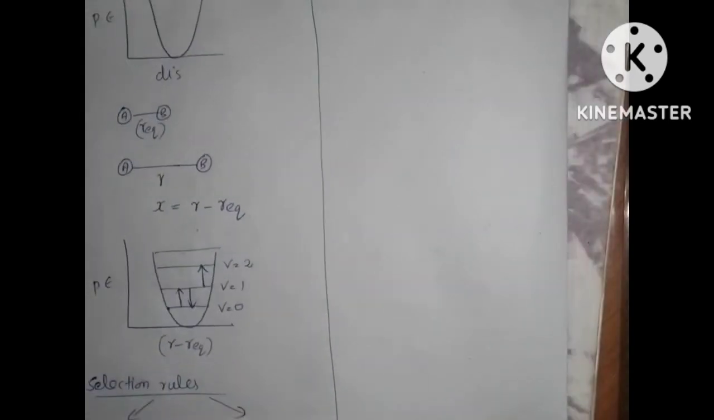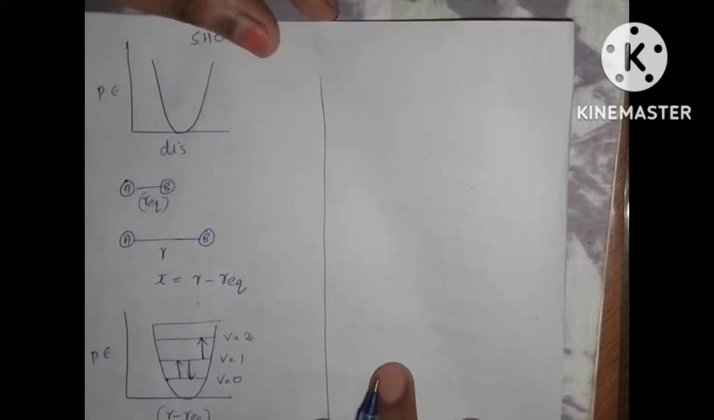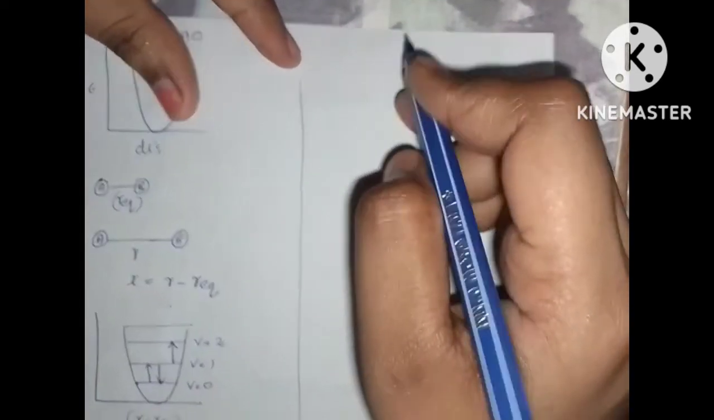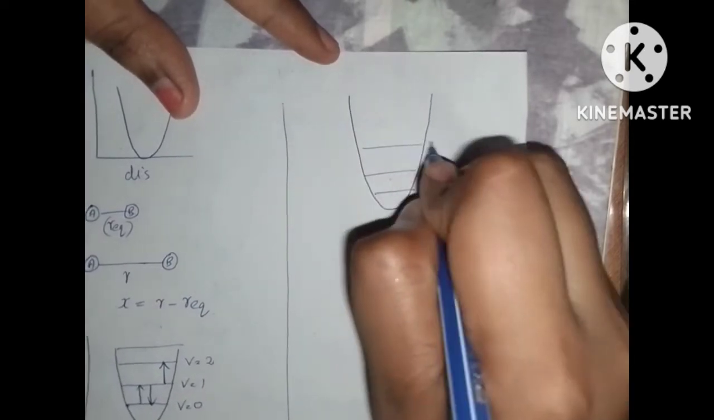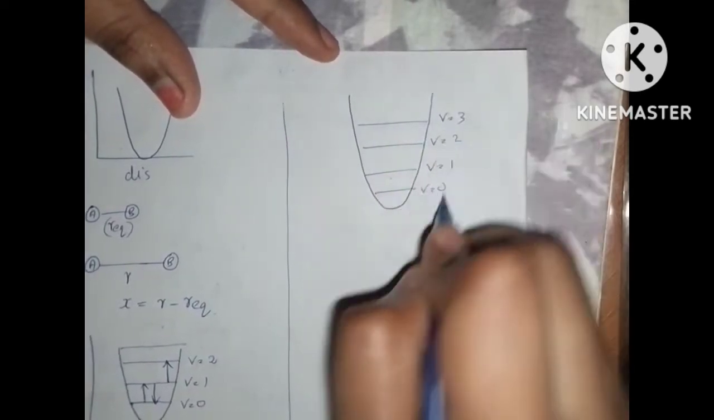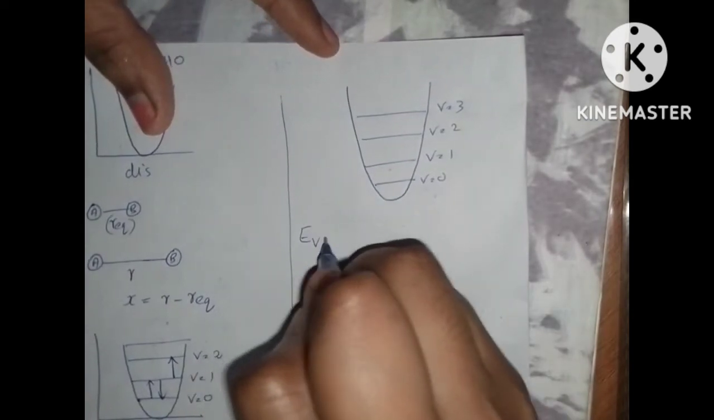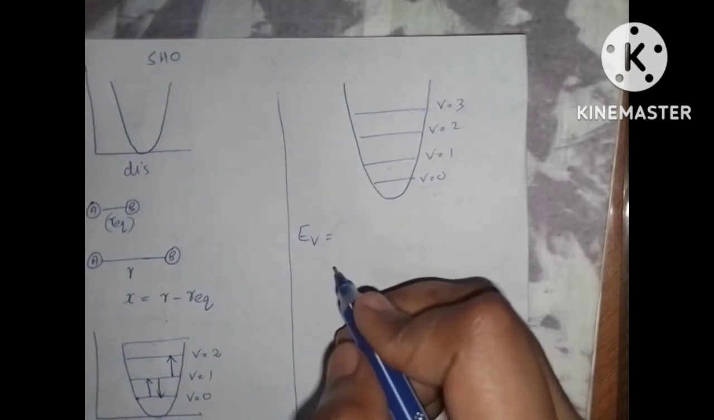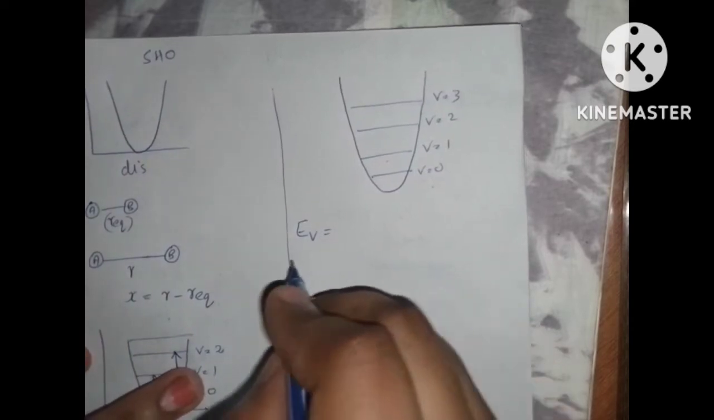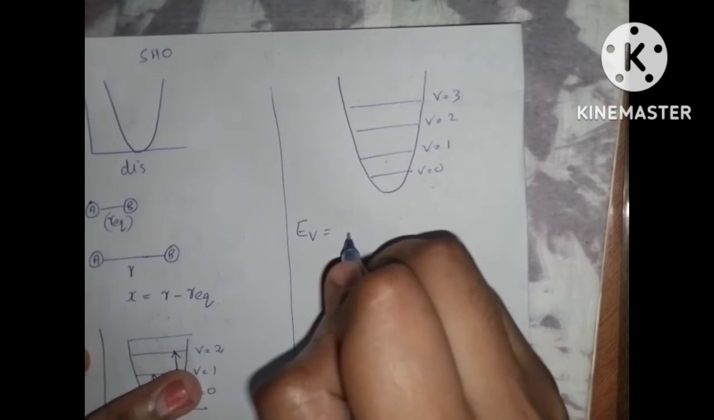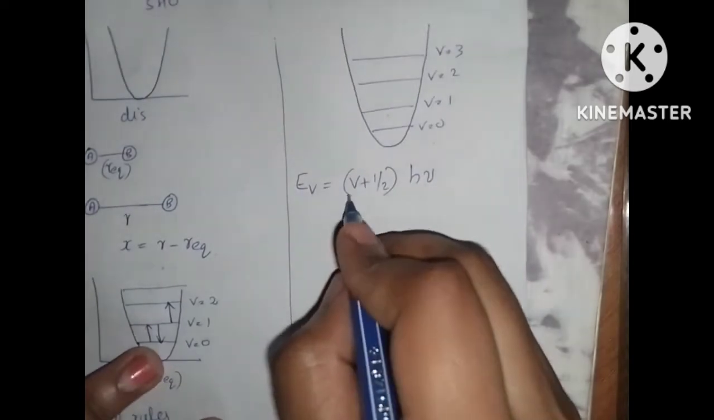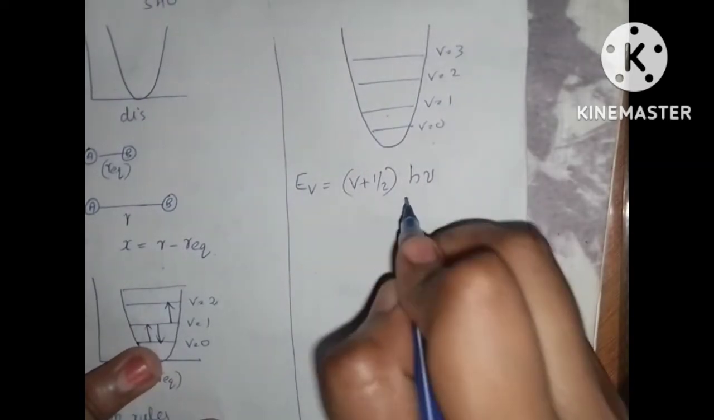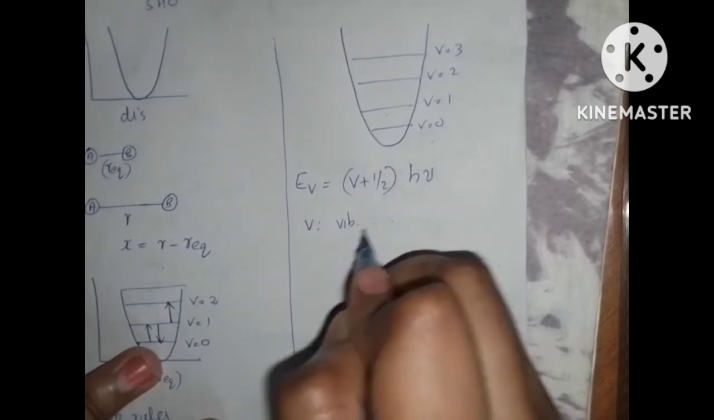Now we go to the energy levels corresponding to each level. For that we are drawing the vibrational energy levels. V equal to 0, V equal to 1, V equal to 2 are the different levels, and each level has a different energy, say EV. Using the quantum mechanical derivation from the Schrodinger equation, it has been found that the vibrational energy EV is equal to V plus half into h nu, where V is the vibrational quantum number and h is the Planck's constant.